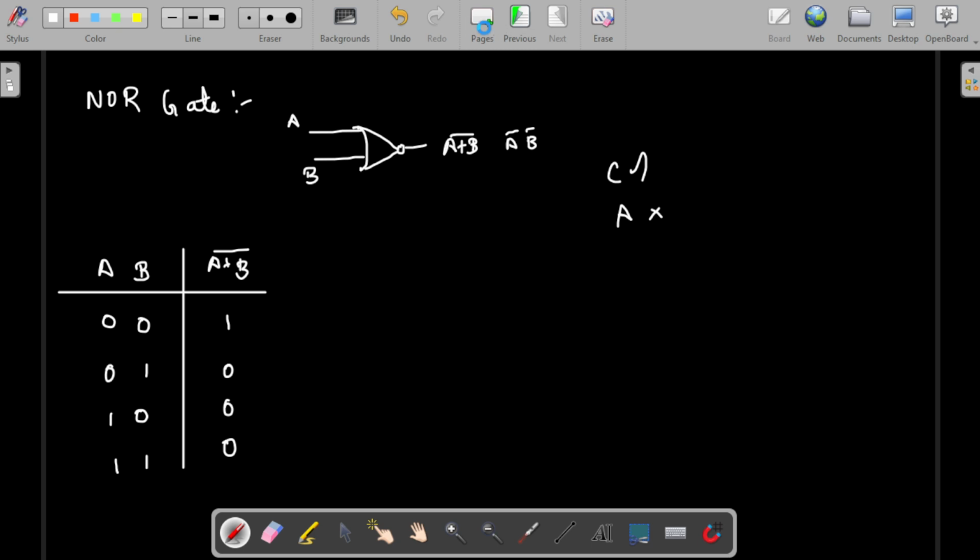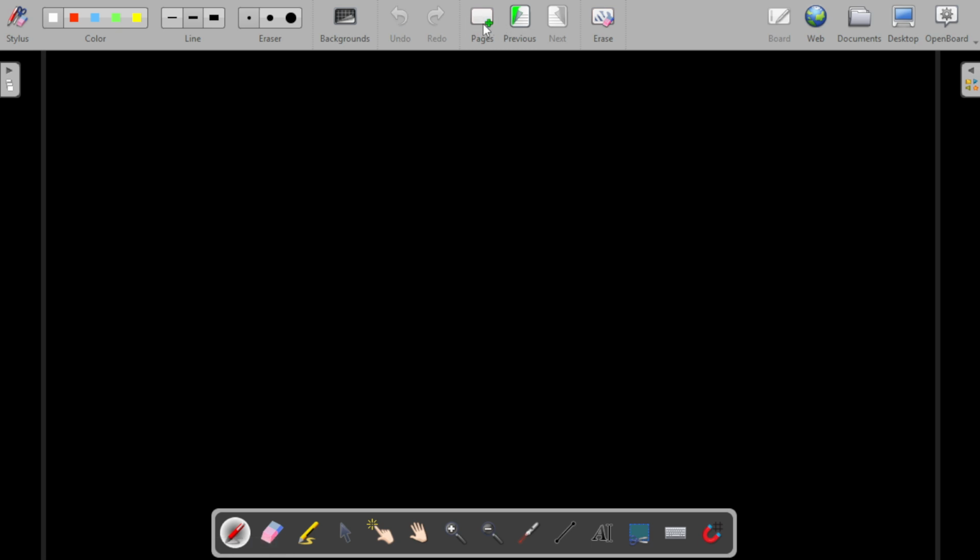So now let's see how we can call the NAND gate and NOR gate a universal gate. So we are going to prove how we can call the NAND gate a universal gate. NAND as a universal gate. So first let's try to implement NOT. So NOT means we have to take the complement of the thing. So this is very simple.